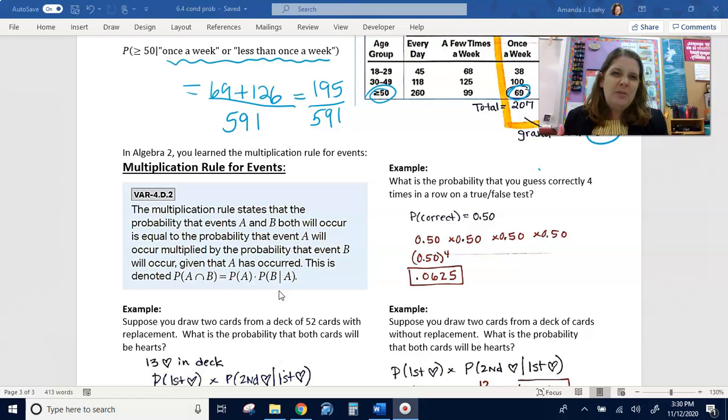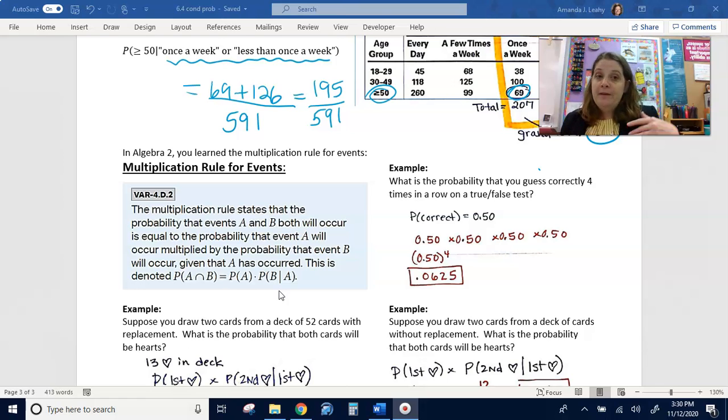Most of the time this comes up with independent events, which we're going to talk about more in the next section. What's the probability, for example, that you guess correctly 4 times in a row on a true and false test? Assuming this is totally random and the guesses aren't connected in any way, the probability of being correct is 50%, 0.5. So doing it 4 times in a row would be 0.5 times 0.5 times 0.5 times 0.5, or 0.5 to the 4th, which is 0.0625.